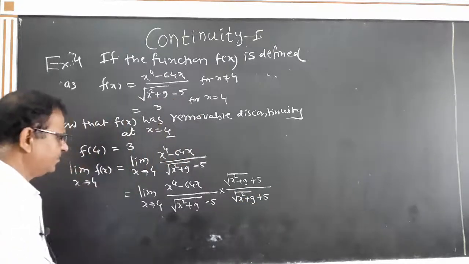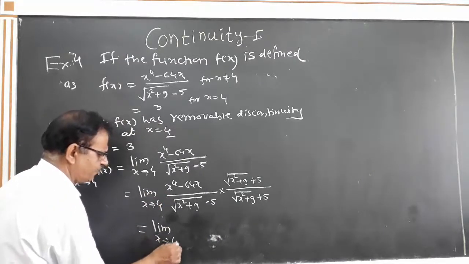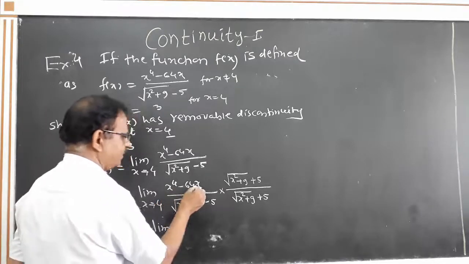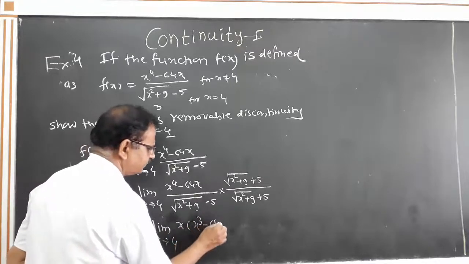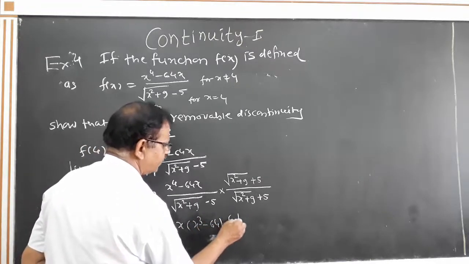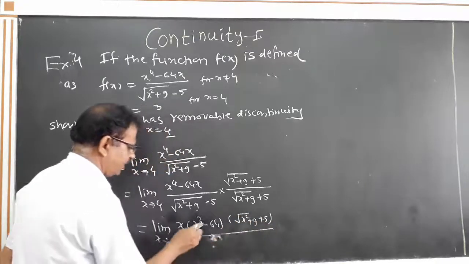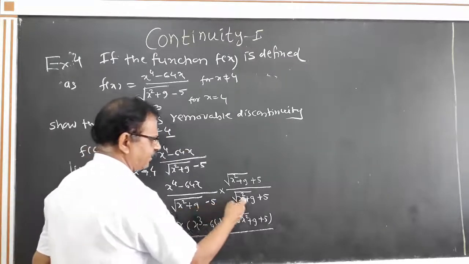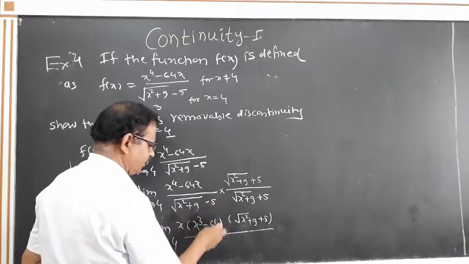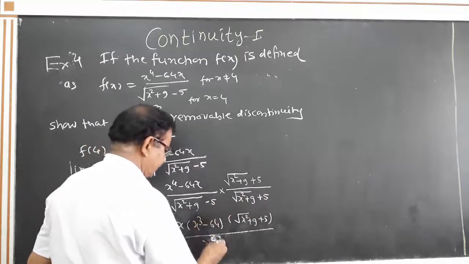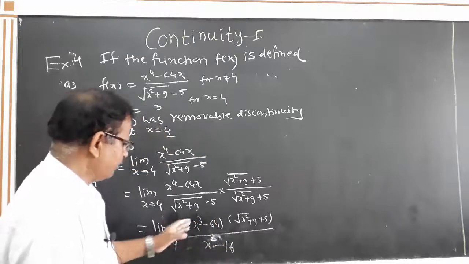Now we shall try to multiply these things. Limit x tends to 4. Here x raised to 4 minus 64x, we can take x common from this into root of x square plus 9 plus 5 divided by, now this is a minus b, a plus b, that is a square minus b square, that can be written as x square plus 9 minus 25, 5 square 25, that can be written as x square minus 16. Now we shall try to factorize these things.